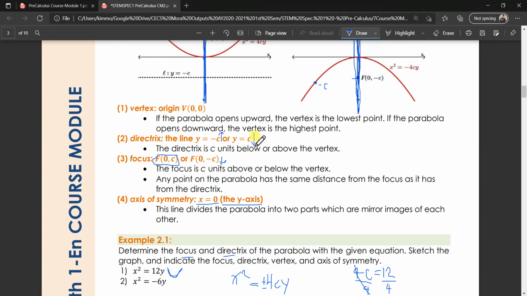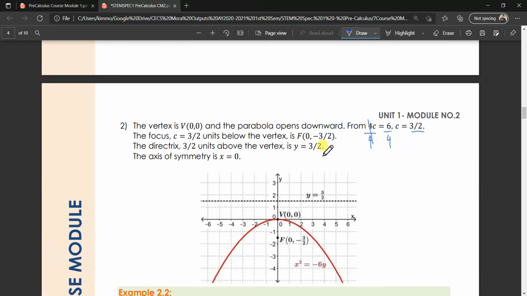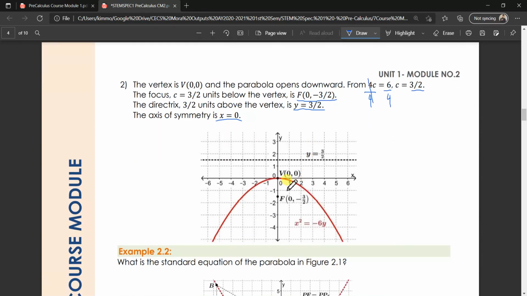Then for the directrix, we use y is equal to c. So our c again is 3 halves. So our directrix is y is equal to 3 halves. So focus is (0, negative 3 halves). Directrix is y equal to 3 halves. Then the axis of symmetry is the same. So for the graph, the vertex is (0, 0). Focus is (0, negative 3 halves). Negative 3 halves is equal to negative 1.5. So we have negative 1.5. So here is where the focus is located.